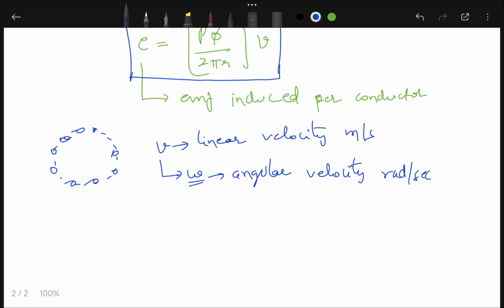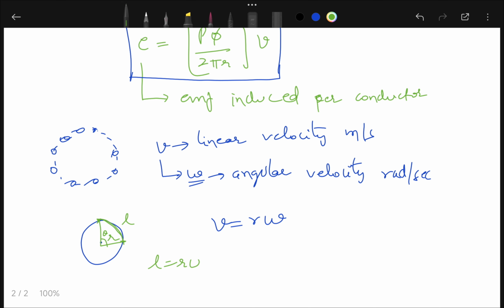So how to convert? We have a relation: V equals R omega, where R is the radius of the path you have taken. That we can also easily derive. Let us say our conductor is moving from position A to position B like this. If this is the arc formed and this is the length of the arc, we can easily write L as the length of the path traversed, R as the radius, and theta as the angle it has made while traveling.